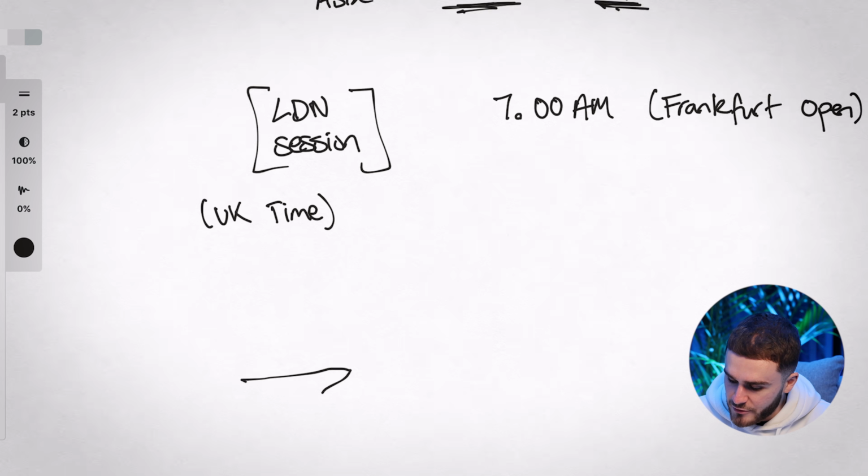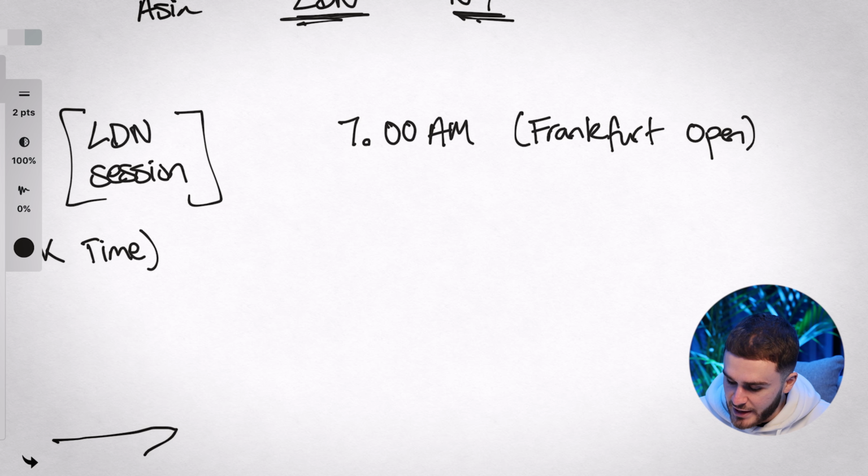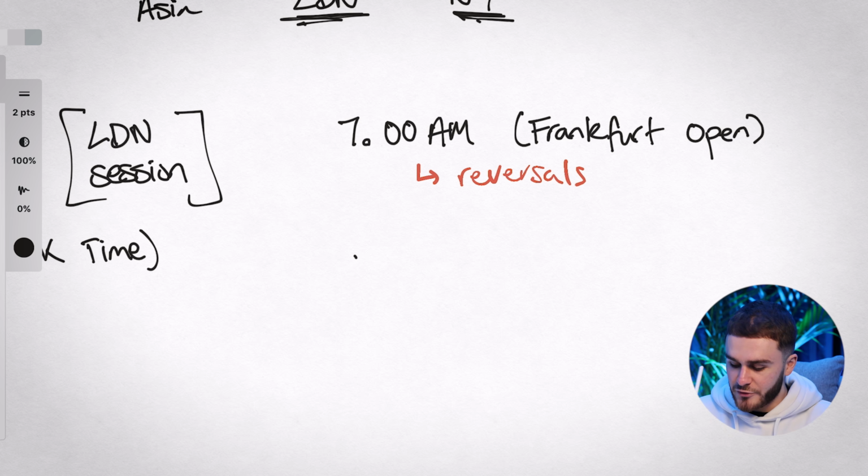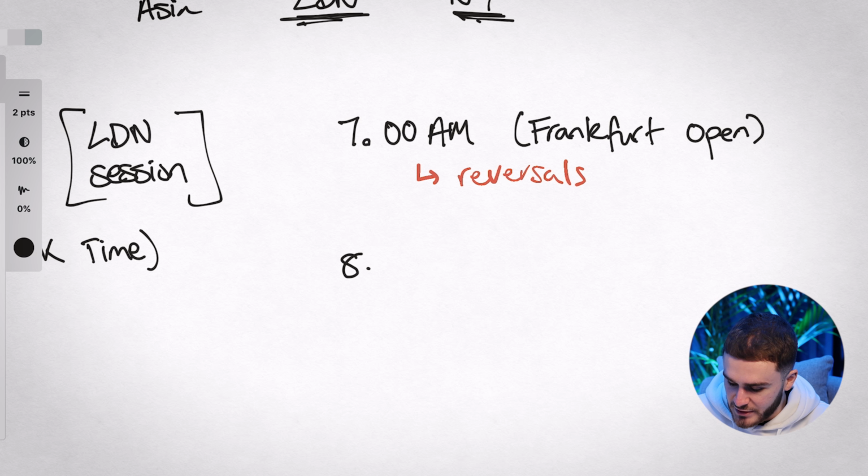Now, when I'm talking about the Frankfurt Open, why is this so effective? Because typically that's when we're going to see reversals. Cool. So we've got the first one of the day. The second one of the day is going to be 8:15 in the morning. And that again is going to be London session. So this one is going to be the London Open.